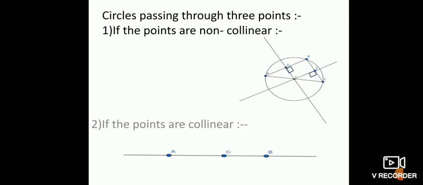Then we can see the second condition, if the points are collinear. In the figure we have drawn the points A, B and C which are collinear. Then we observe that when we draw the segments joining any 2 points, the perpendiculars of these segments are parallel to each other. They cannot intersect each other, and therefore we can't draw any circle passing through these 3 points.